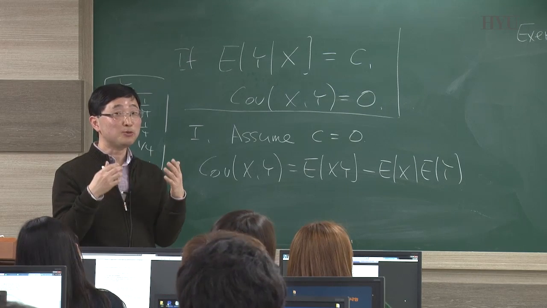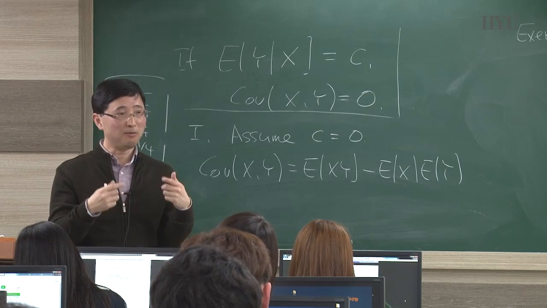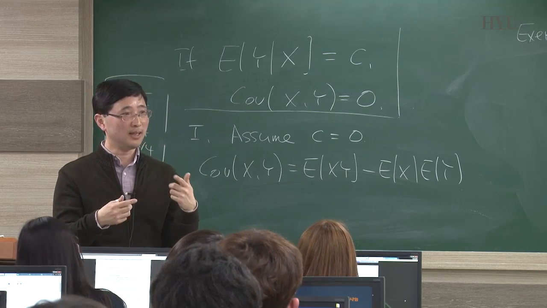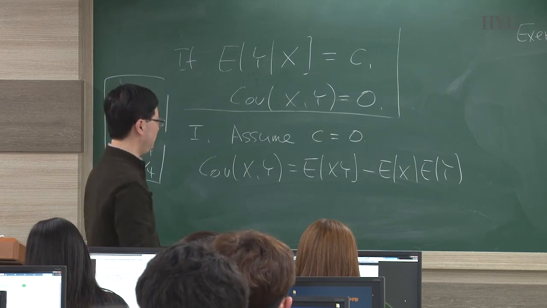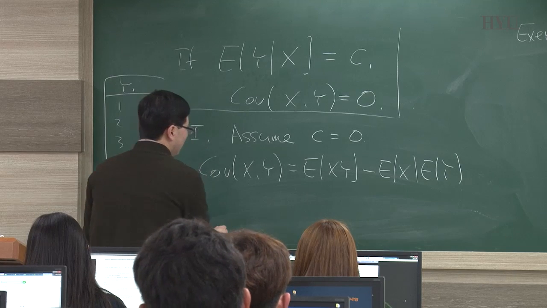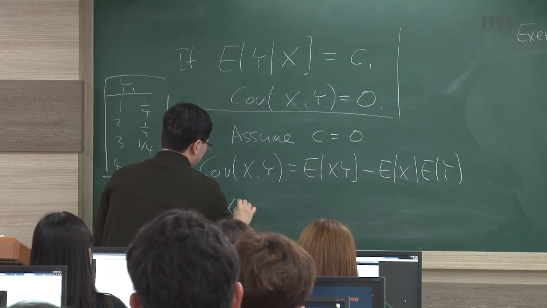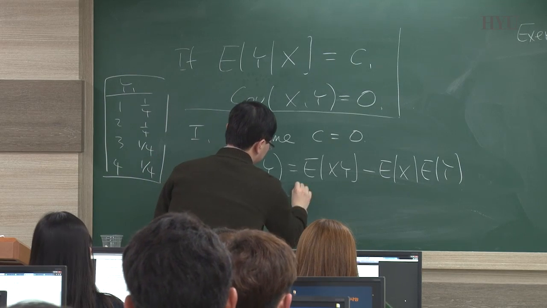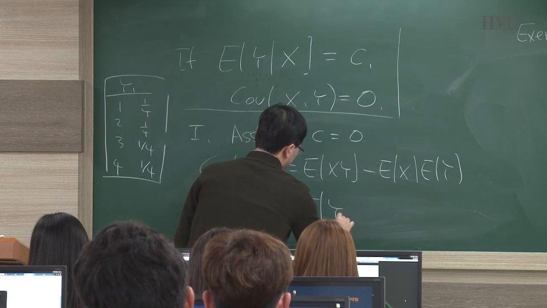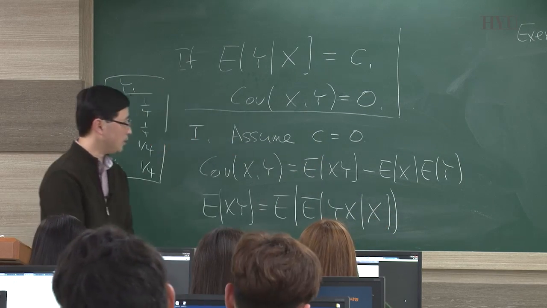But now we know a trick. Do you remember that there's a trick that we often use to figure out things like that? The law of iterated expectation. So that's something we are going to use. Okay, let's calculate this thing first. E of x times y by the law of iterated expectation. So that's what the law says.